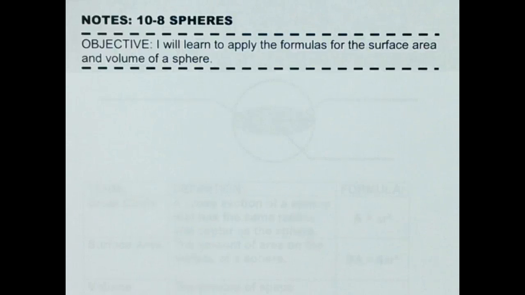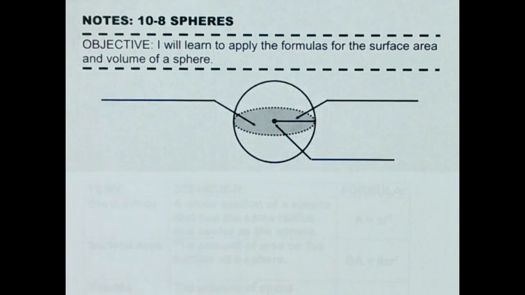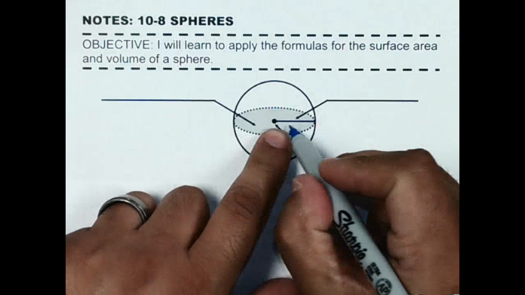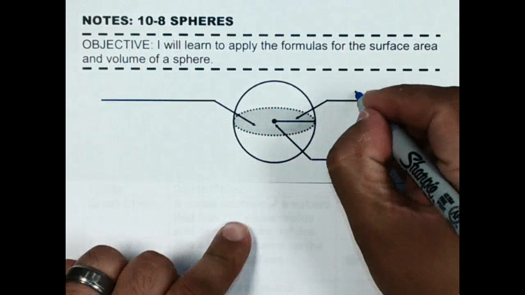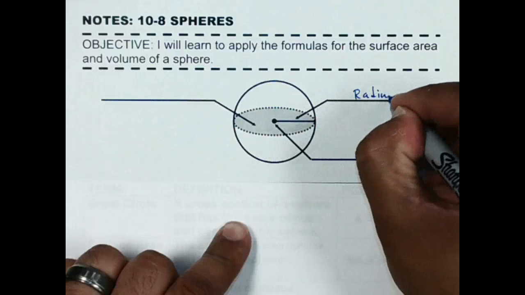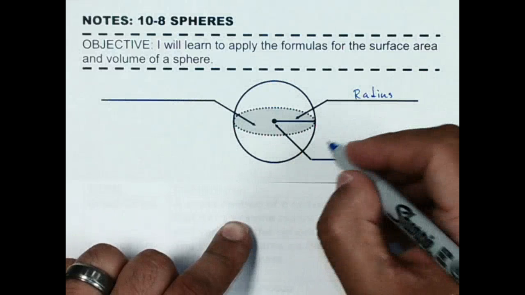Alright, this lesson 10-8 spheres, we're going to talk about formulas for the surface area and volume of a sphere. We kind of need to define a few things first. This right here obviously is the radius of the sphere. This would be the center.